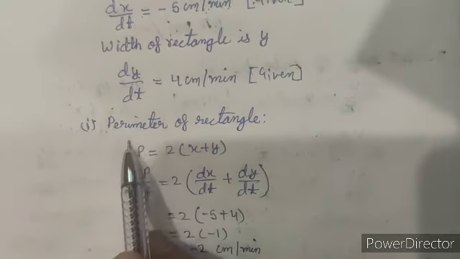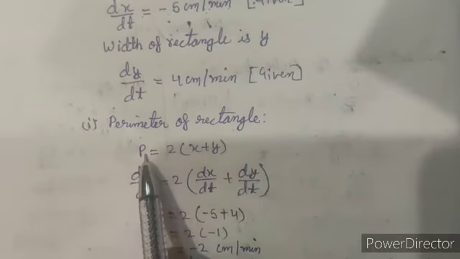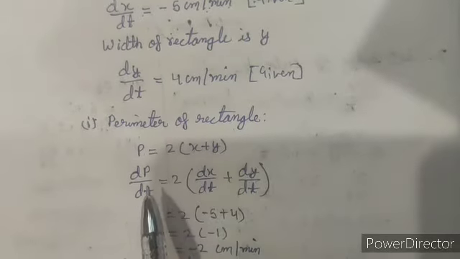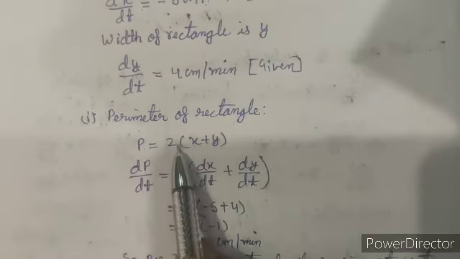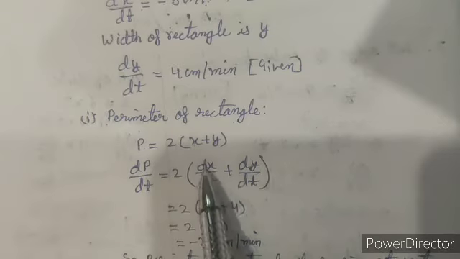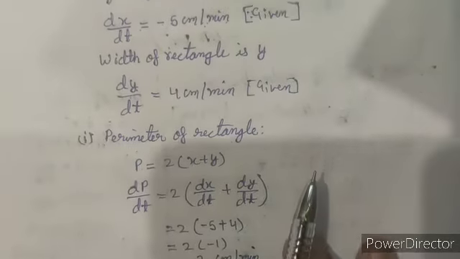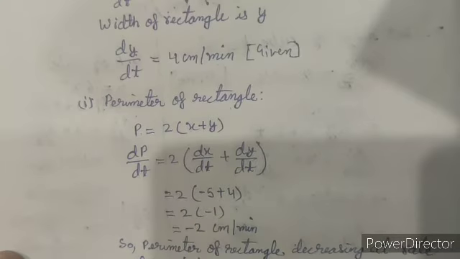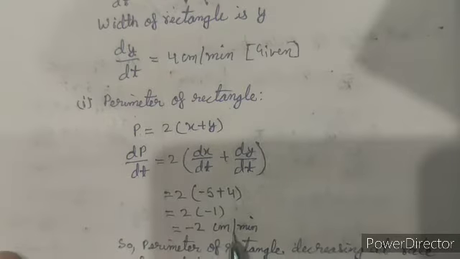Now in the first part, we have to find out the change in the perimeter of the rectangle. The perimeter of a rectangle is given by 2 into length plus breadth. Length is x and breadth is y. On differentiating both sides with respect to t, dP by dt will be equal to 2 times dx by dt plus dy by dt. Now dx by dt was equal to minus 5 and dy by dt was equal to 4. So this will be 2 into minus 5 plus 4, and this will give us minus 2 centimeter per minute.